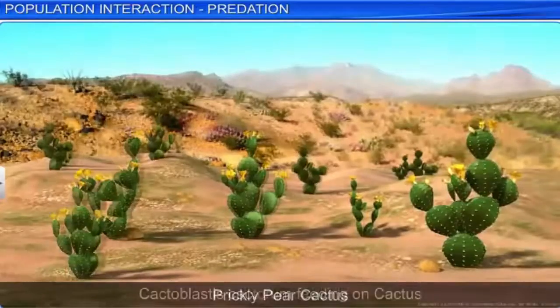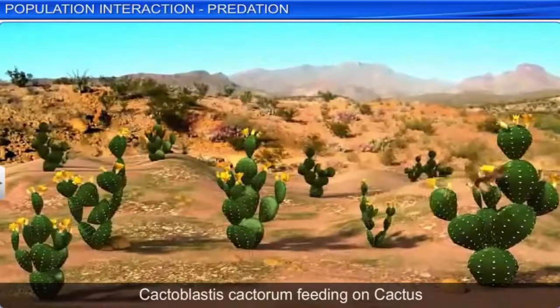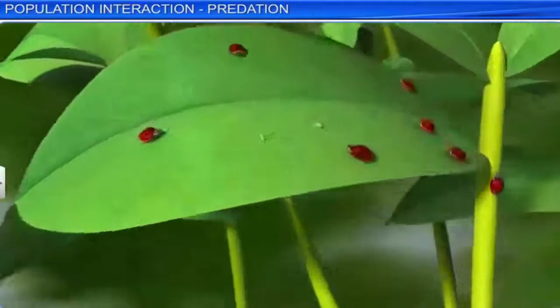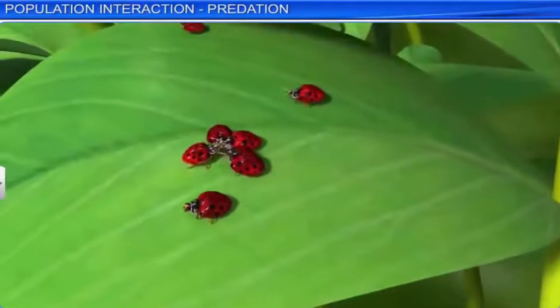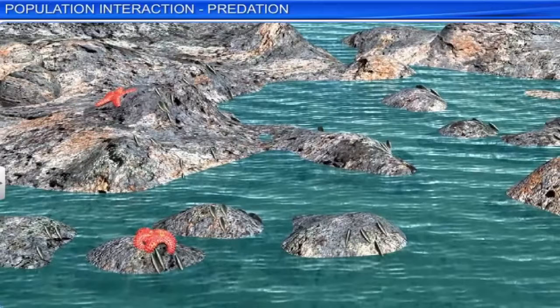The spread was brought under control only after the introduction of a moth, Cactoblastis cactorum, a cactus-feeding predator from South America. Such biological control methods are also used to control agricultural pests. Another function of predators is to help maintain species diversity, thereby minimizing the intensity of competition among competing prey species.